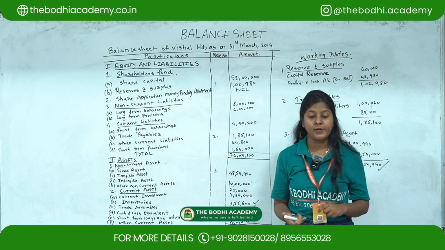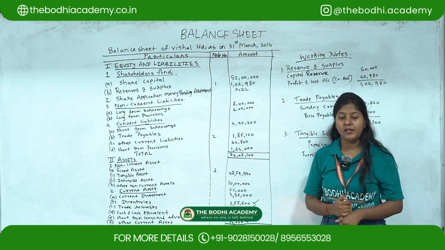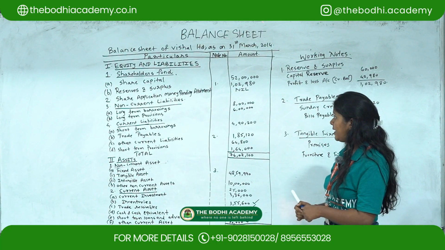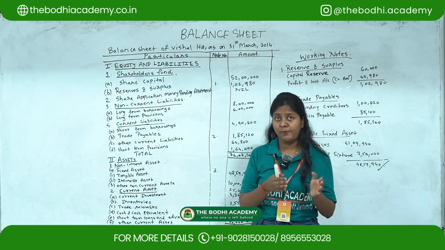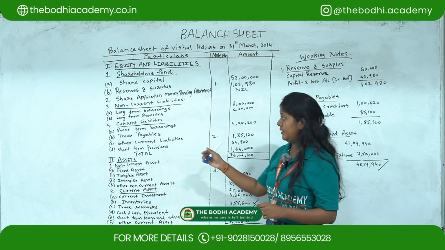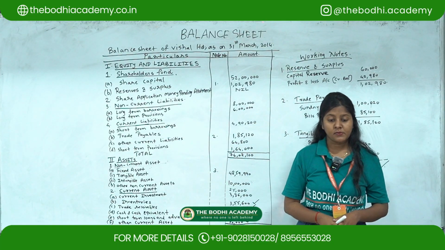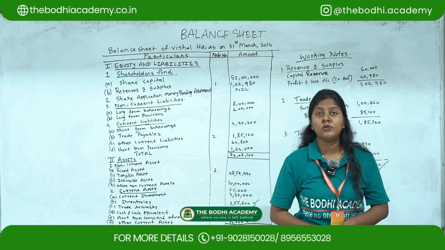This is for a long period of time. Then provision for employees welfare fund, 6 lakh. So whenever there is an employees welfare fund or employees benevolent fund, it will go under long-term provisions. Okay. Next, they have given us proposed dividend.